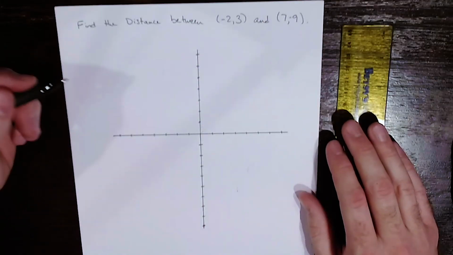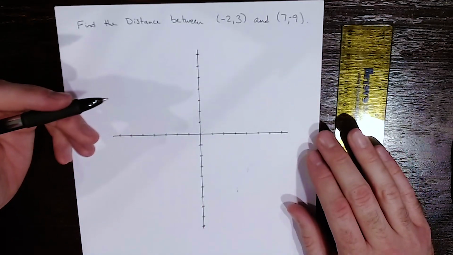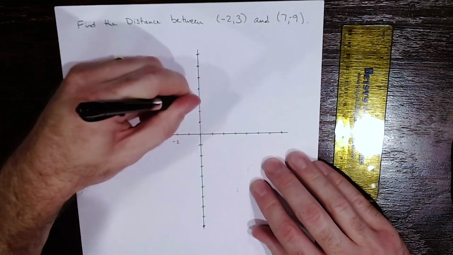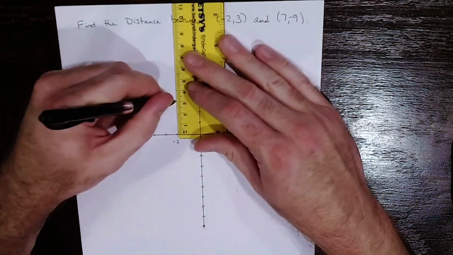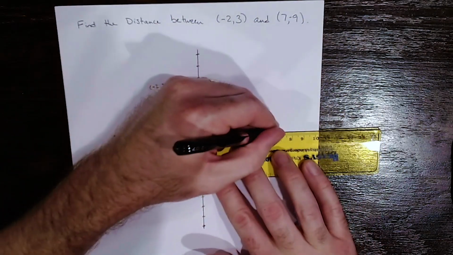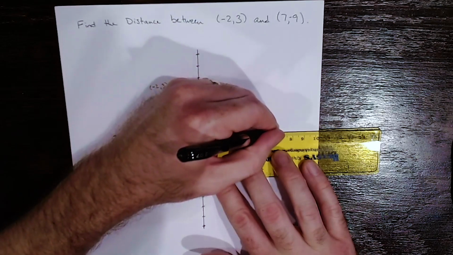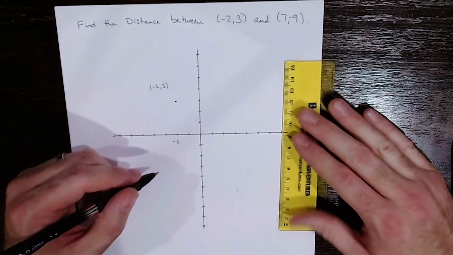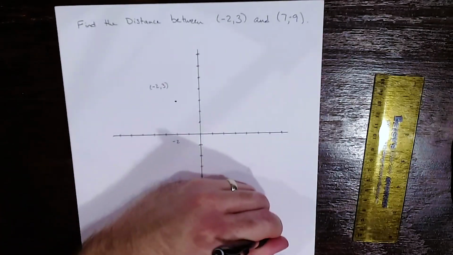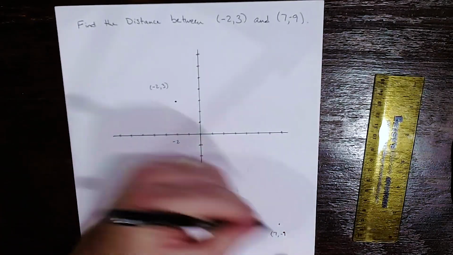Now the 2 points that we're interested in are -2 and 3. So we go down to -2 and up to 3. And then we're going to pick 7, which is all the way out to here, this tick mark, all the way down to -9. This is our point (7, -9).